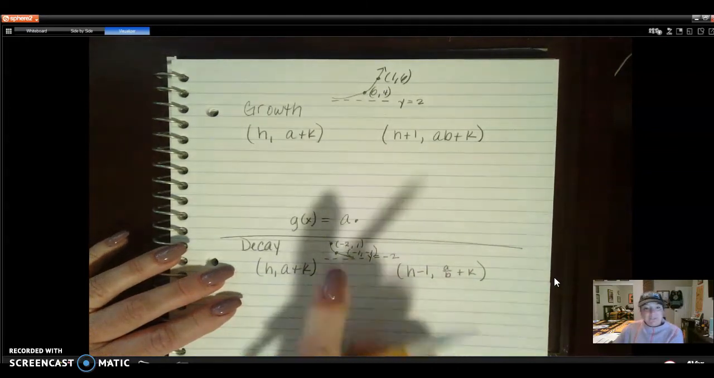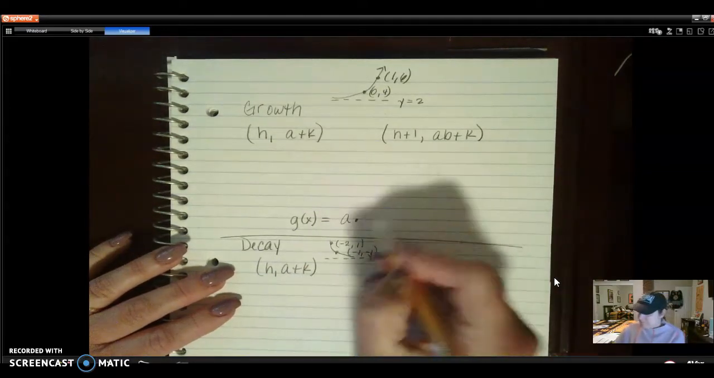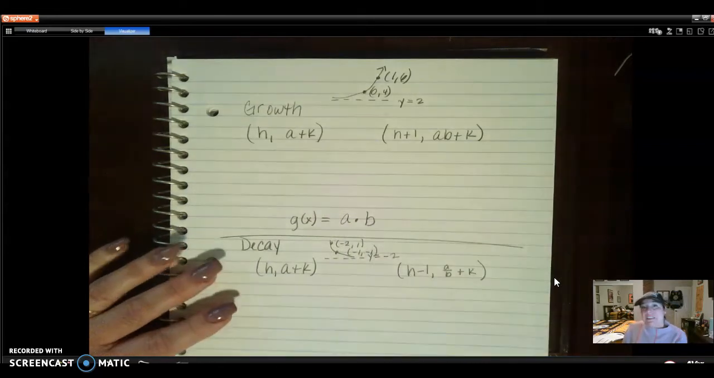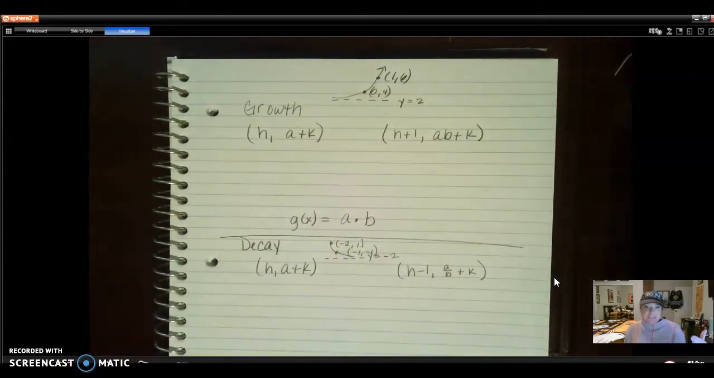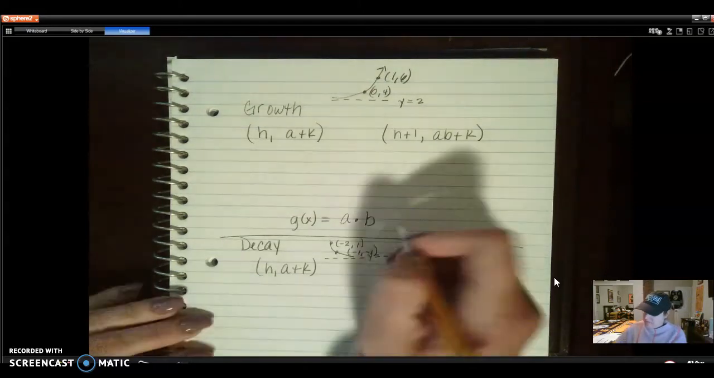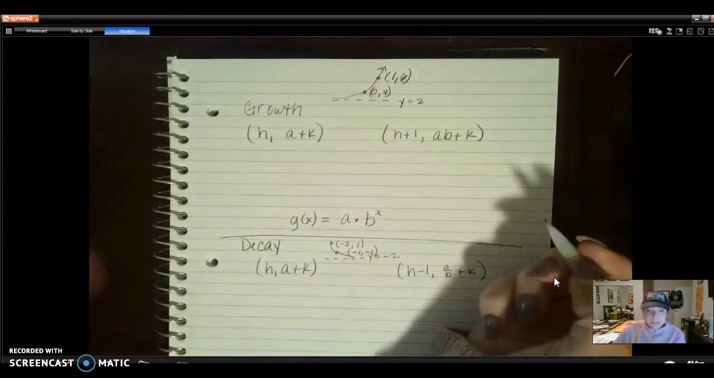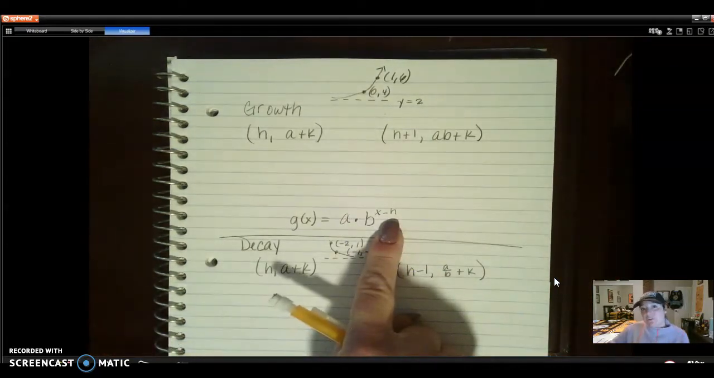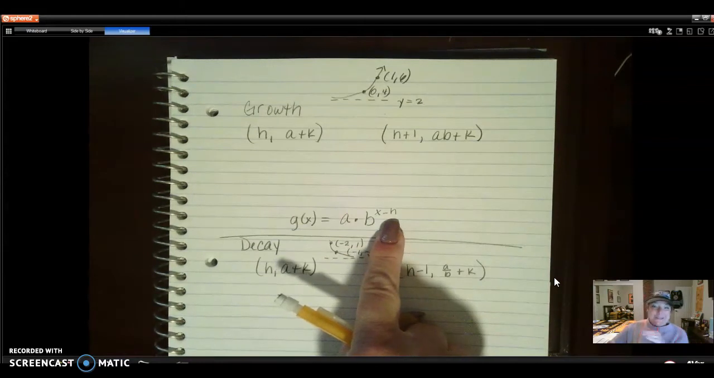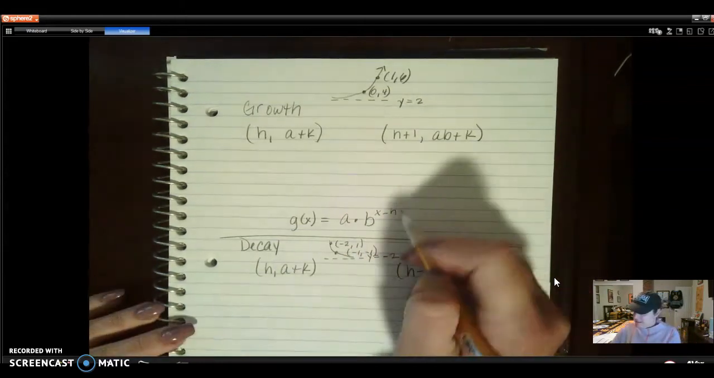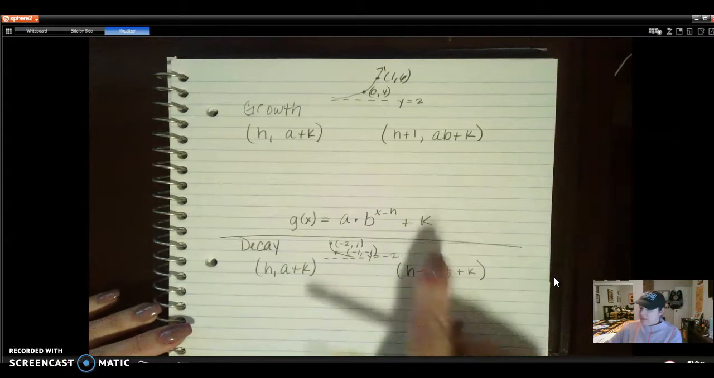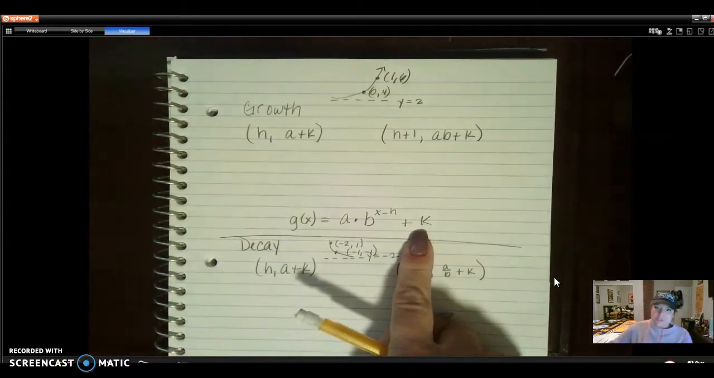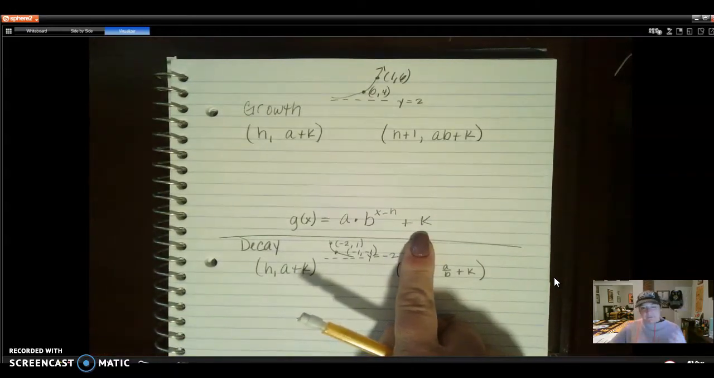Remember, A is going to be a vertical stretch or compression. B is going to be the base. So if it's doubling every time, that's a growth. If it's halving every time, that would be a decay. But that's going to be raised to the x minus h. Remember, h is that horizontal shift, either left or right. And then plus k. And remember, k is that vertical shift that goes up or down.